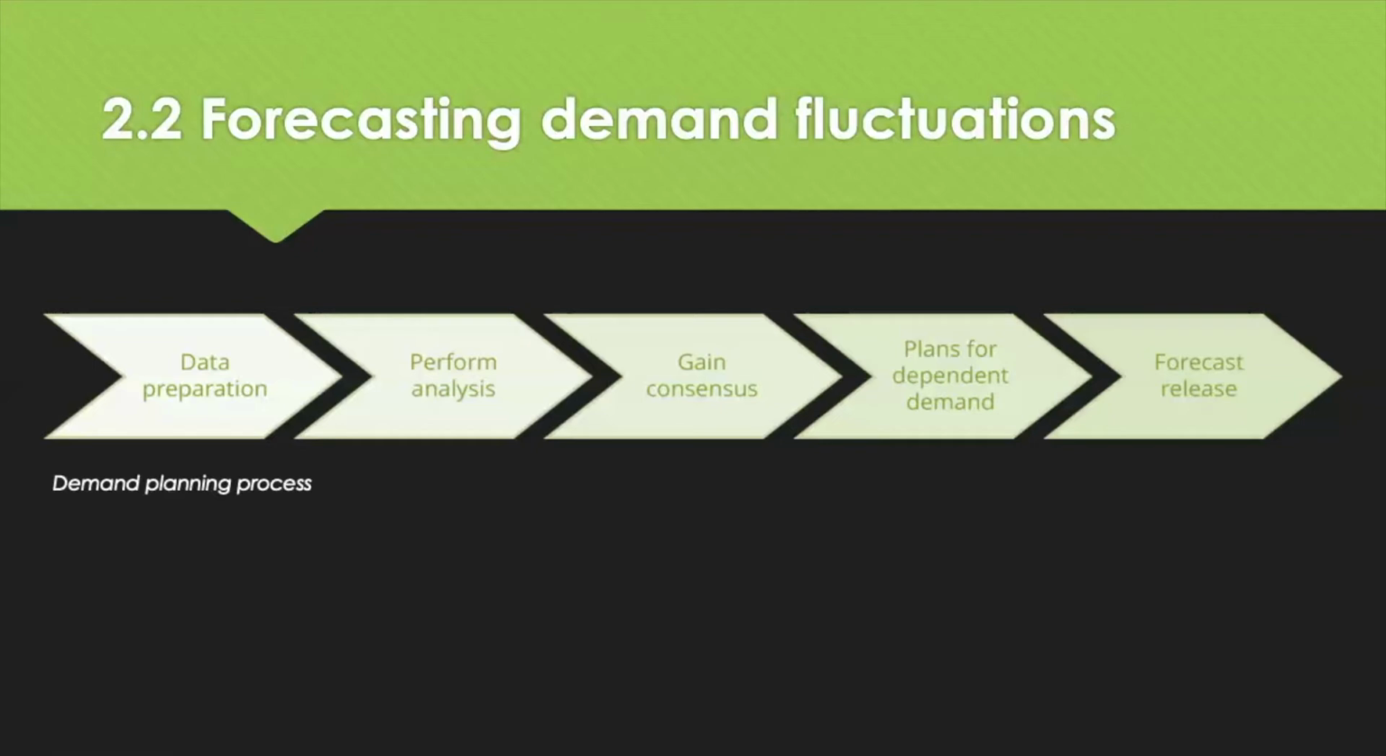But the demand forecasting process you can see on the slide is preparing data, performing some sort of analysis and gaining a consensus, planning for that dependent demand, and then you can release your forecast. But the demand forecasting techniques are broadly classified as either quantitative or qualitative. The quantitative stuff is derived from data and past transactional history. It's objective, it's a commonly used technique. You can use things like time series, causal methods, or exponential smoothing as techniques to understand quantitative data.